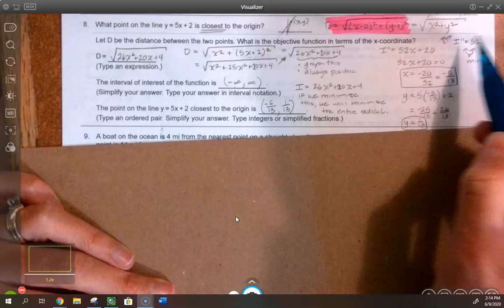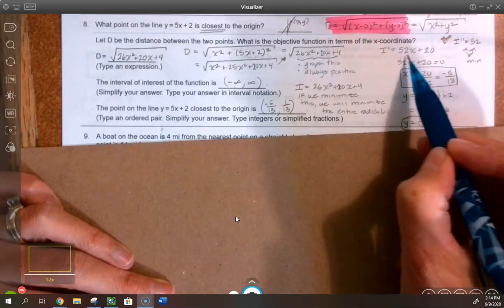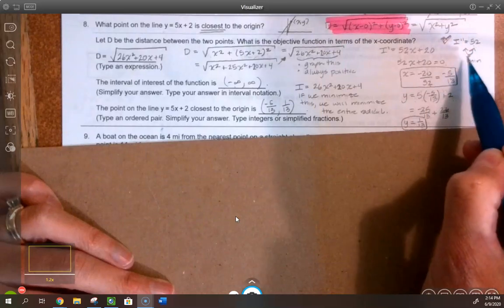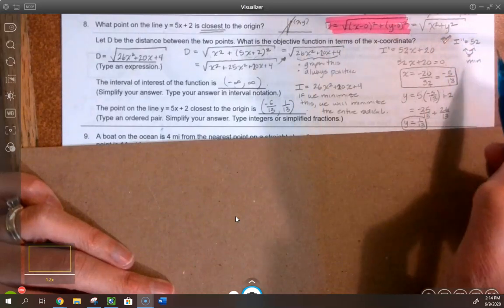I want to check if that value is actually a minimum, so I took the second derivative of this inside stuff. The second derivative is 52. That's positive, so it's concave up, which makes that a minimum.